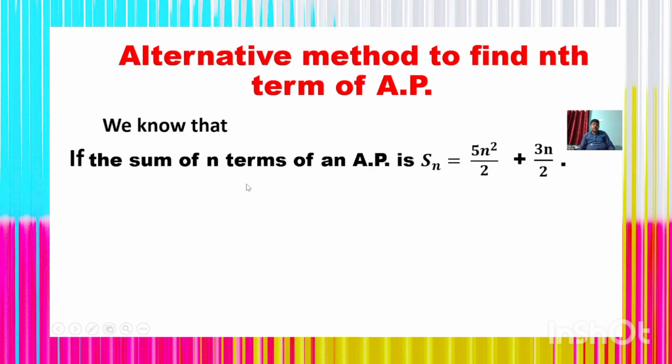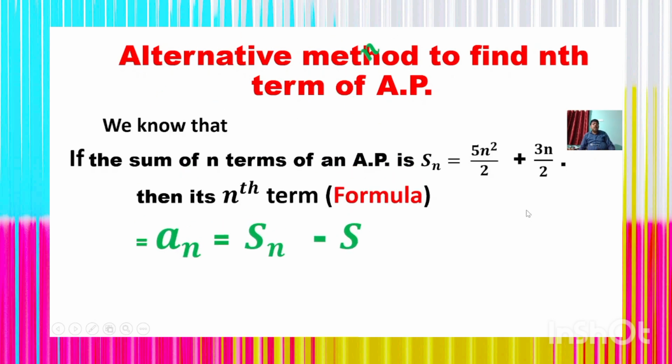All of you know, if the sum of n terms of an AP, Sn, is equal to 5n square by 2 plus 3n by 2, given, then you can find out the nth term using the formula an is equal to Sn minus Sn minus 1. Note down this problem. It is one of the important formulas: an is equal to Sn minus Sn minus 1.